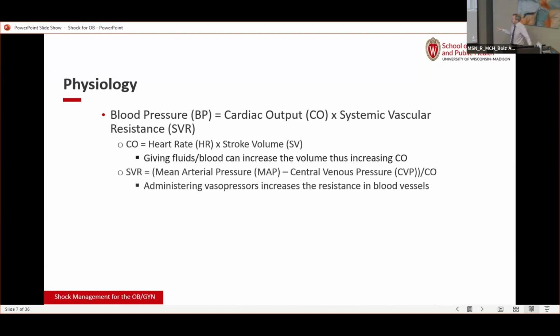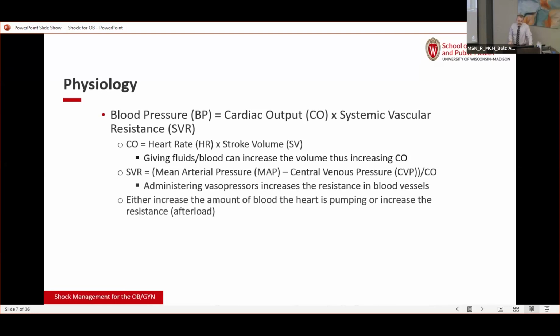Our systemic vascular resistance is our mean arterial pressure minus our CVP divided by cardiac output. So when you give somebody vasopressors, you're trying to increase their systemic vascular resistance. You're trying to increase the resistance in those vessels to help get the blood around, okay? So either you're trying to increase the amount of blood the heart is pumping or increase the resistance. That's really kind of what you're doing in that scenario.